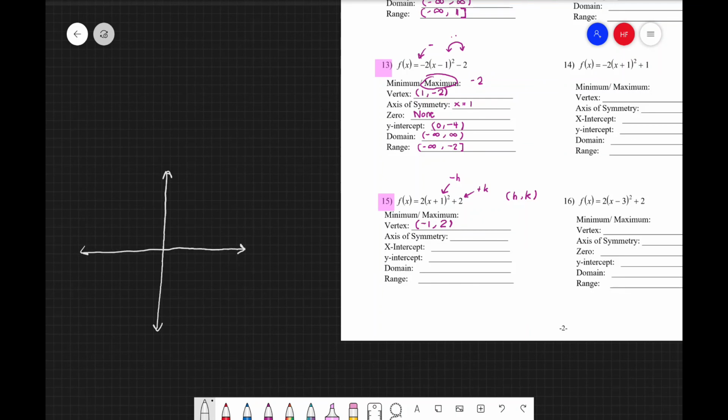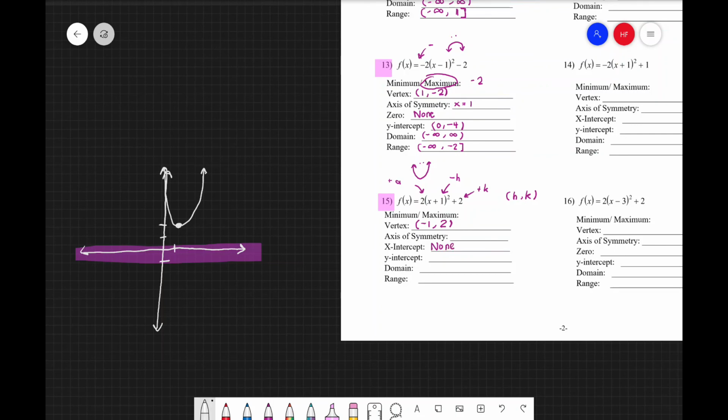So let me show you what I mean. I have a positive a value. This is a right here, and it's a positive a. So we got a happy parabola, and its vertex is at (-1, 2). So negative 1 on the x, positive 2 on the y. Here is our vertex, and we have a happy parabola that is facing up. So I already see that I'm going to have no zeros since I won't cross that axis. So I'm going to write in none.